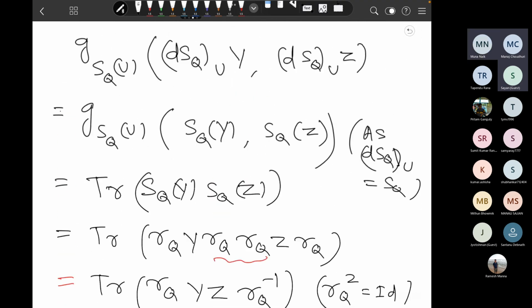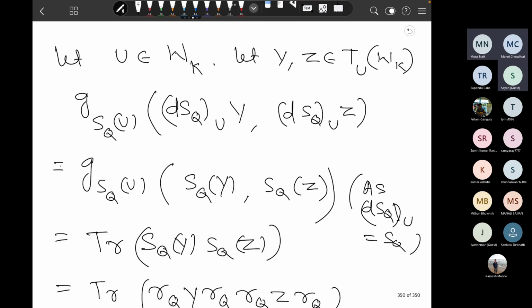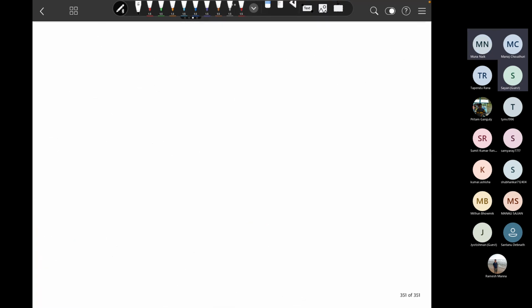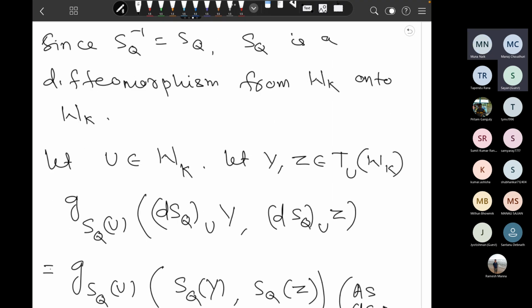So this fact is saying that SQ is an isometry of W_k. So hence we get SQ star g is equal to g. Thus SQ belongs to the isometry group of W_k. Okay, so this is the thing.